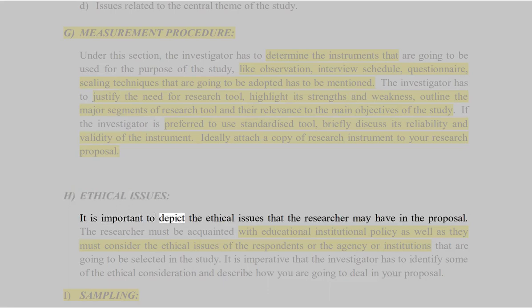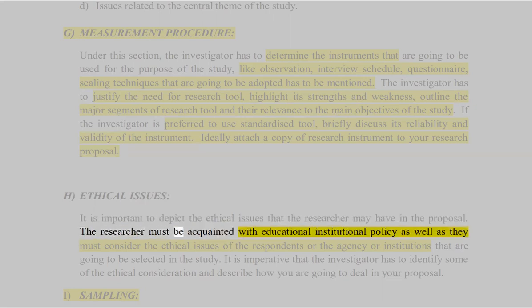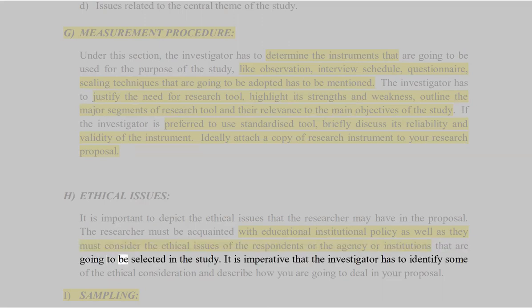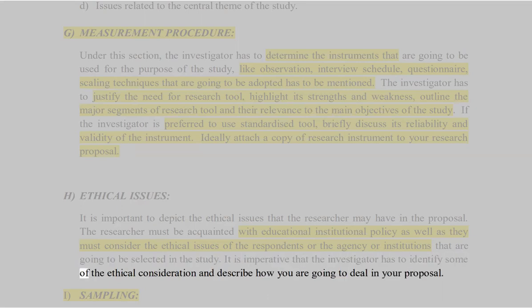It is important to depict the ethical issues that the researcher may have in the proposal. The researcher must be acquainted with educational institutional policy, and must consider the ethical issues of the respondents or the agency or institutions that are going to be selected in the study. It is imperative that the investigator identify some of the ethical considerations and describe how you are going to deal with them in your proposal.